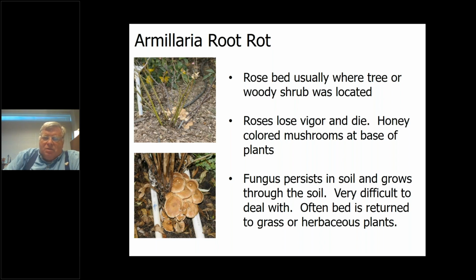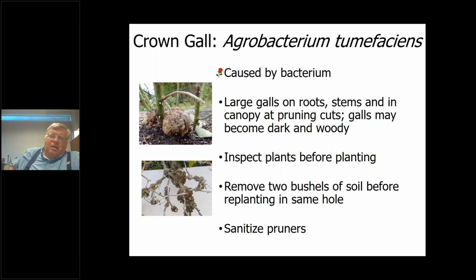Removing soil and replacing it, you're just not going to get ahead of it that way. Crown gall. That's another bacterial disease caused by Agrobacterium tumefaciens, and it causes large galls on the roots, on the stems, on limbs. The galls can turn dark and be woody. This is something we want to inspect for. This is a good reason to buy bare root plants, because you can look at those roots to make sure that you're not introducing crown gall.